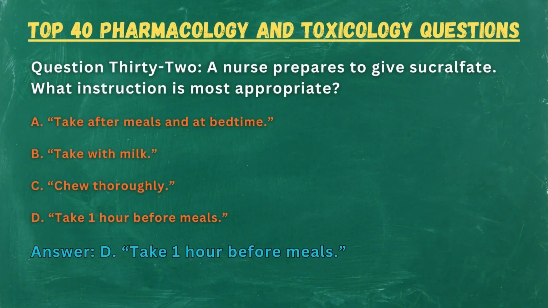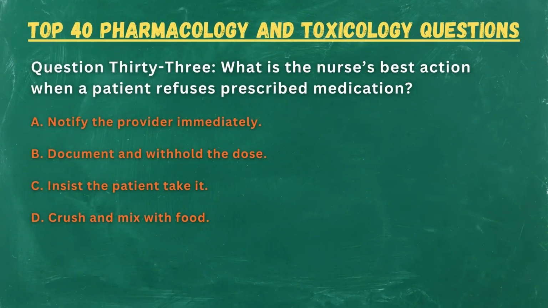Answer: D. Take 1 hour before meals. Question 33. What is the nurse's best action when a patient refuses prescribed medication? A. Notify the provider immediately. B. Document and withhold the dose. C. Insist the patient take it. D. Crush and mix with food.